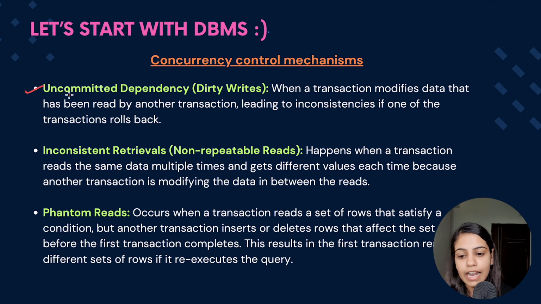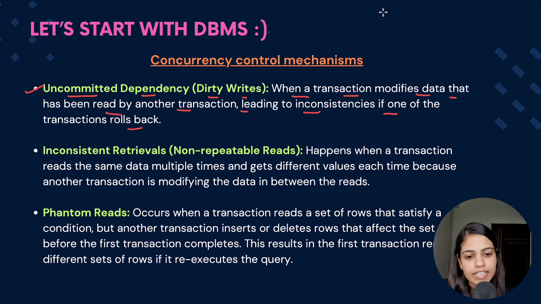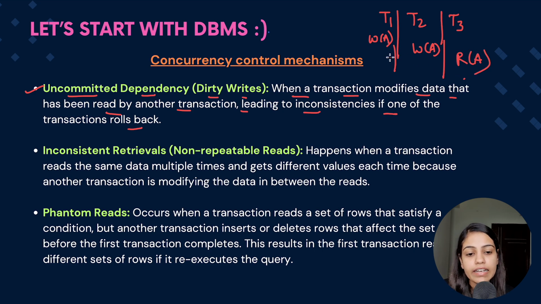Now coming to the third one, that is uncommitted dependency, or you can say dirty writes. So when a transaction modifies data that has been read by another transaction, it leads to inconsistency if one of the transactions rolls back. Consider there are three transactions T1, T2 and T3. As part of T1 I am doing an update on A. As part of T2 also I am doing an update on A. And as part of T3 I am doing a write on A. And consider that for any reason this particular transaction fails. Since this transaction has failed, it will roll back the value of A to its original value, but here we haven't read the value of A.